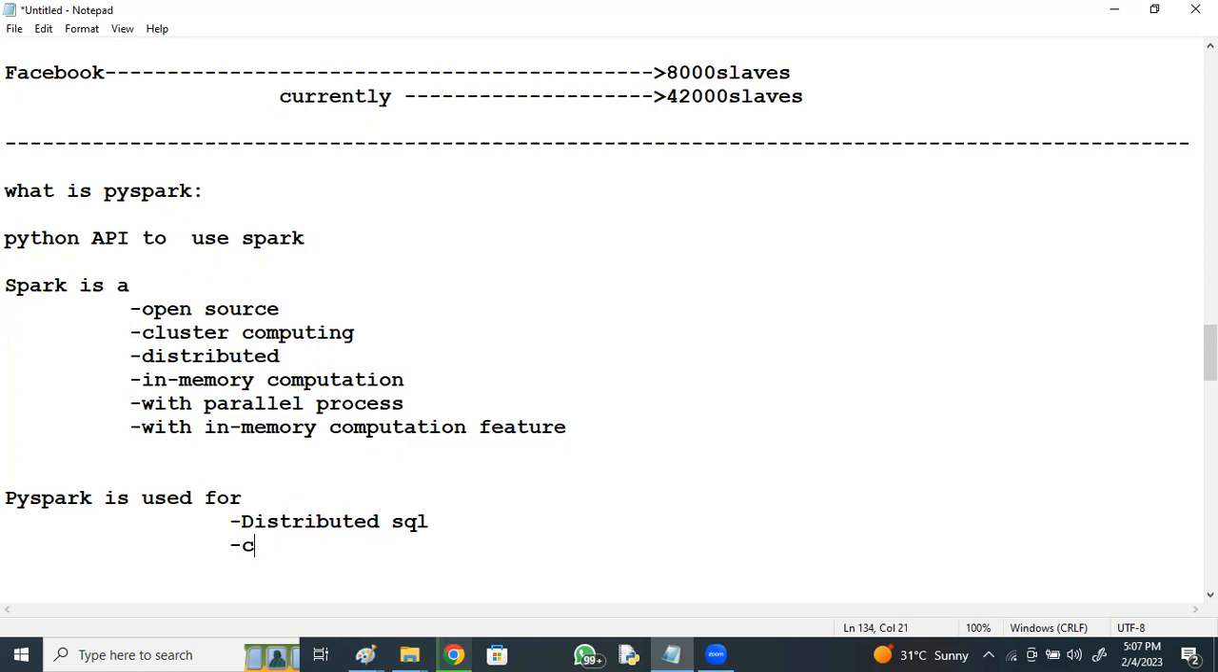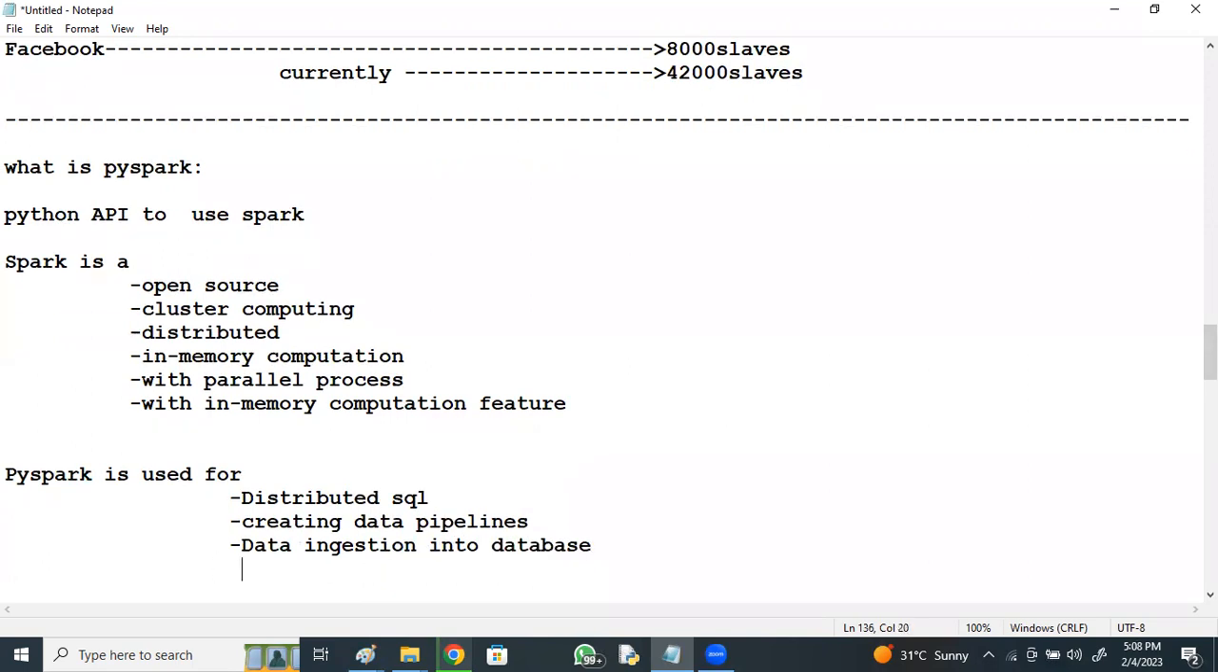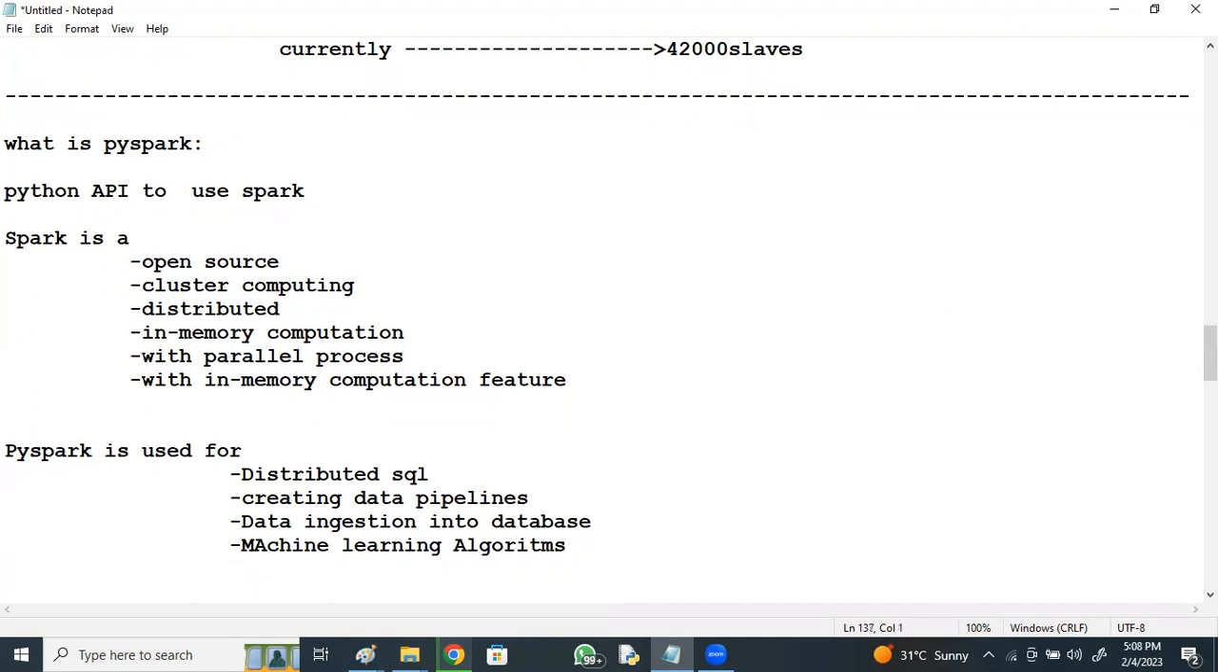creating data pipelines, data ingestion into databases, machine learning algorithms, and graph and stream algorithms, right? Graph and data streams, right?